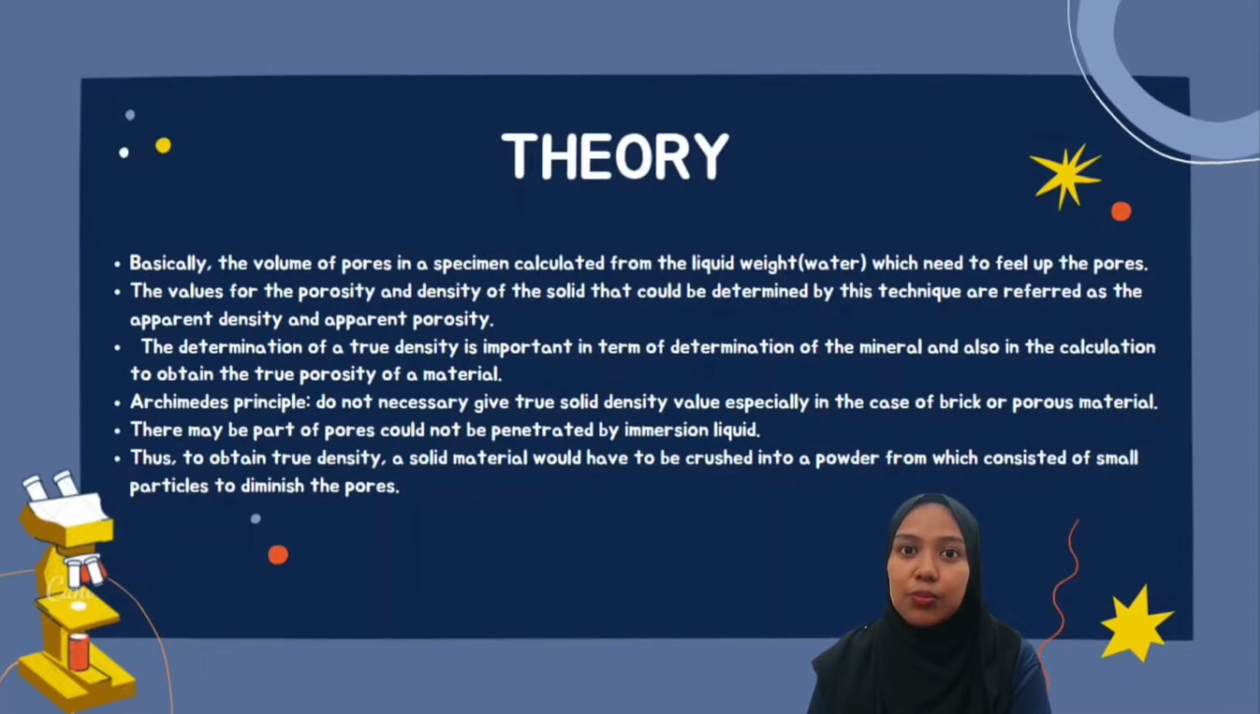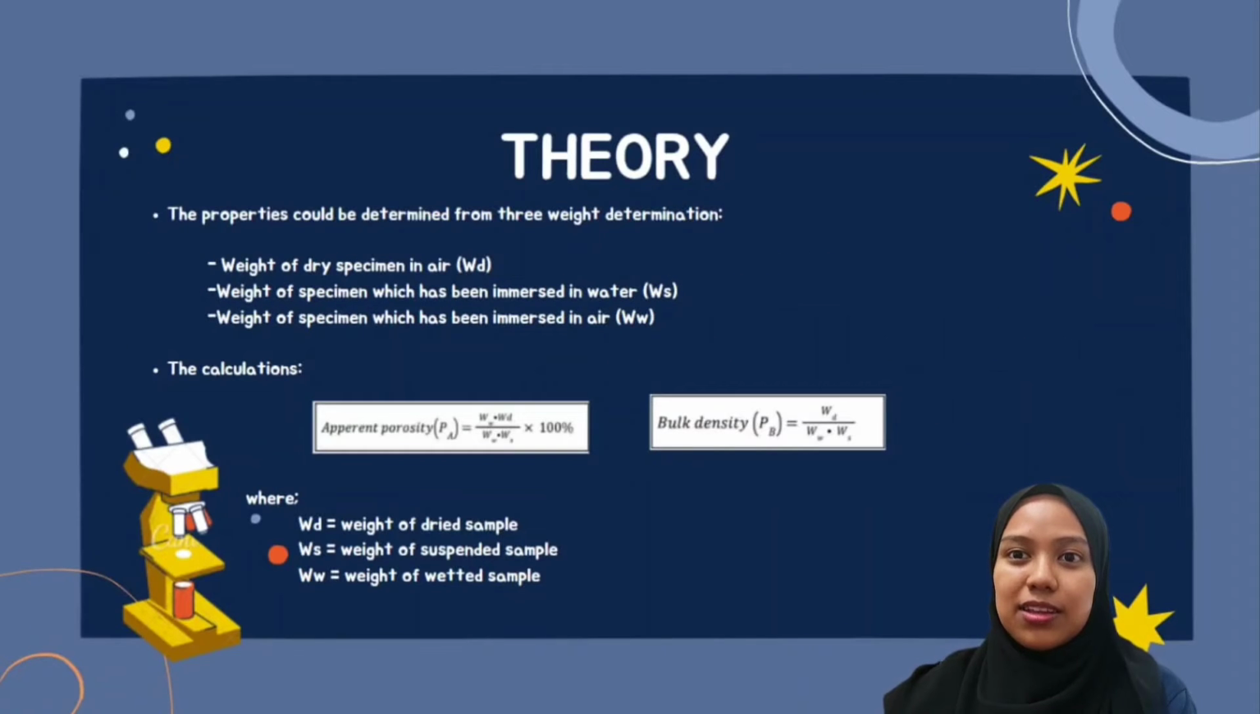The determination of the true density is important in terms of determination of the mineral and also in calculation to obtain the true porosity of the material. Archimedes' principle does not necessarily give a true solid density value, especially in the case of bricks or porous material. It's because some of the pores could not be penetrated by the liquid. Thus, to obtain the true density, a solid material would have to be crushed into a powder which consists of small particles. Next, in this experiment, we have to make two calculations.